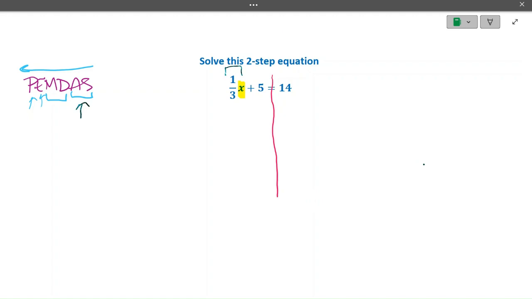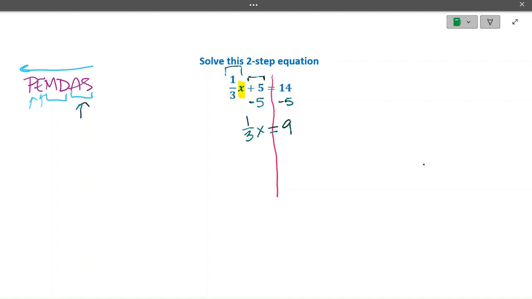that we see. So I'm noticing that right here I have a plus 5. That is being added to my 1/3 x term. So we're going to move it to the other side. So our goal is to make this plus 5 become a 0. So we do that by doing the inverse operation, which is subtracting 5. In math, what we do to one side, we do to the other. So I'm subtracting 5 from both sides. That leaves me with 1/3 x on this side equals 14 minus 5, which is 9.